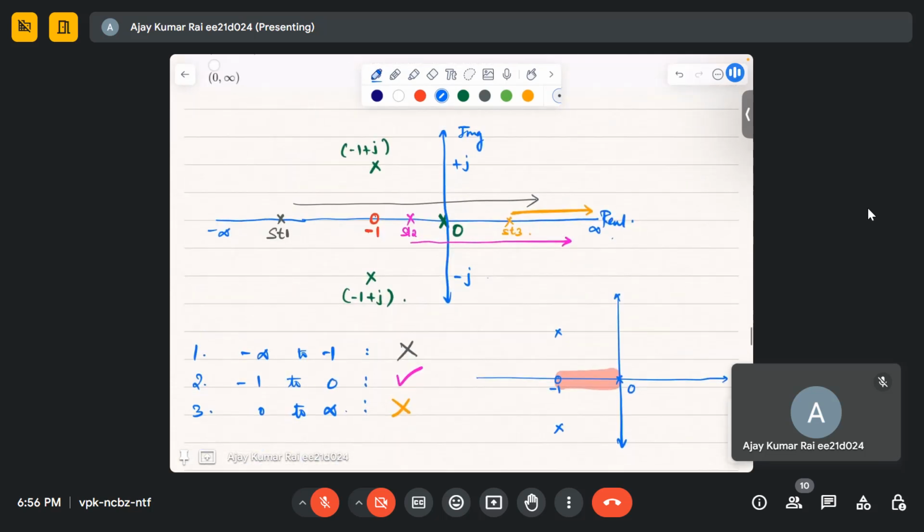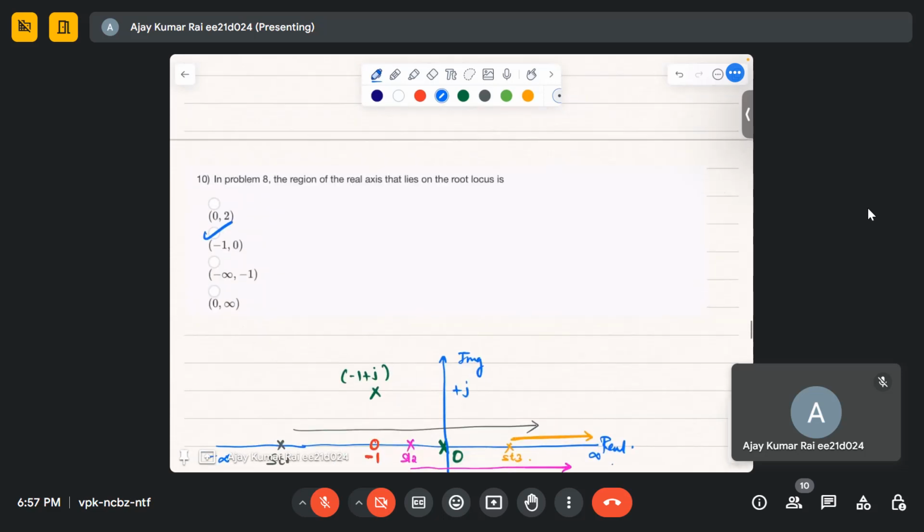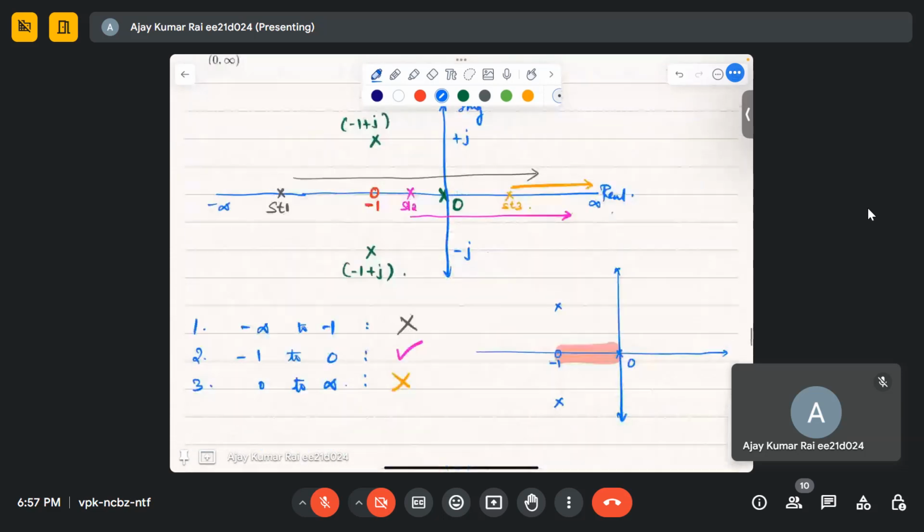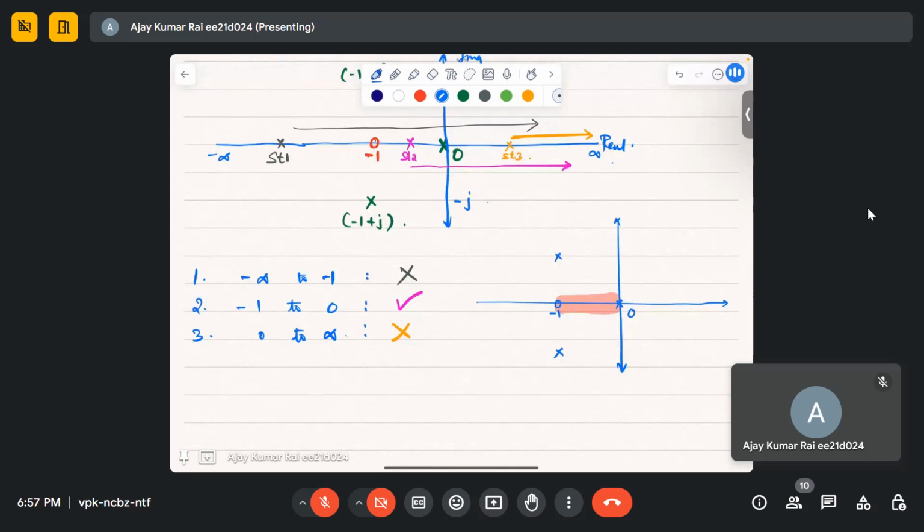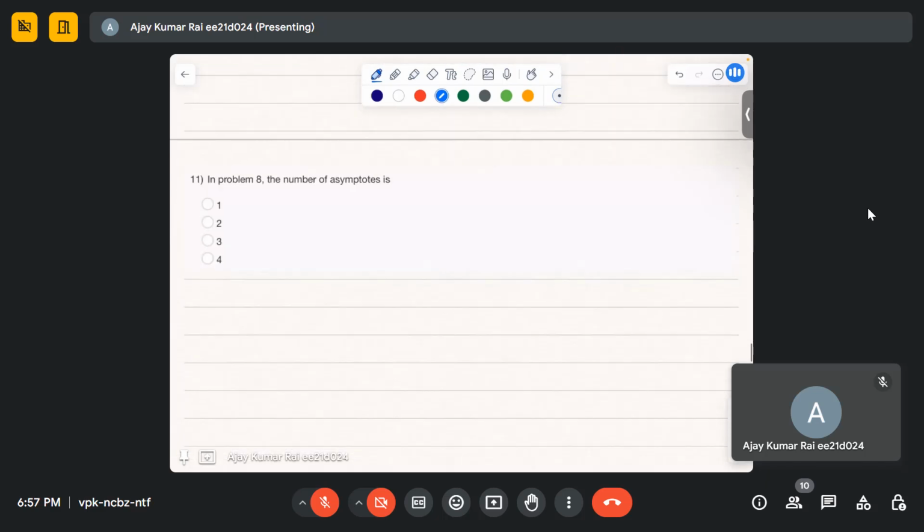Any doubt? Just take a test point and look to the right. If the sum of the open loop poles and zeros is an odd number, then the root locus exists in that region. So any doubt in this question? We now know the root locus exists between -1 and 0. We'll go to the next problem.